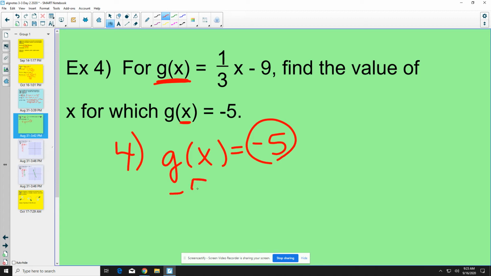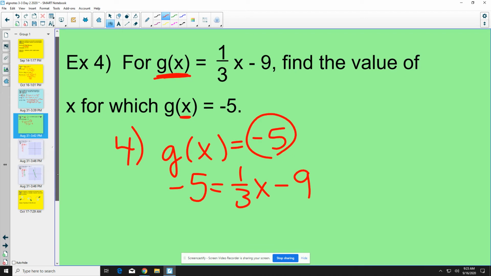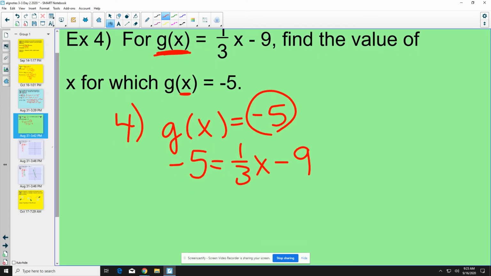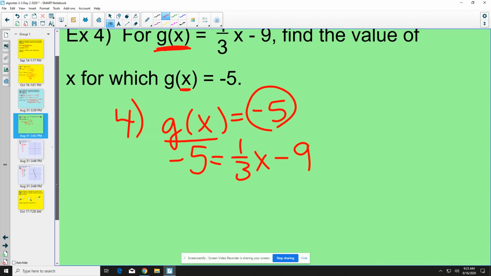So in your notebook, you're going to put a negative 5 where the g of x is equals 1/3 x minus 9. So we're not plugging in negative 5 for x. They're not telling me x is negative 5. They're telling me the answer I get is negative 5. So where this g of x is, I put a negative 5. All right, now we're just solving our equation.